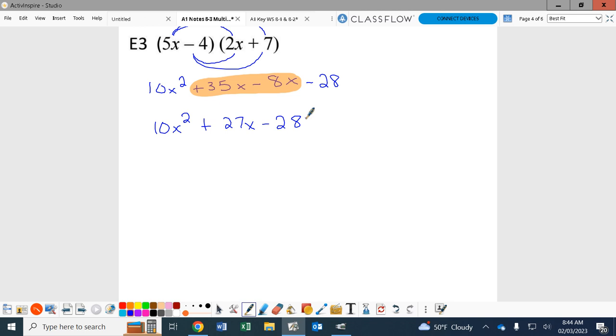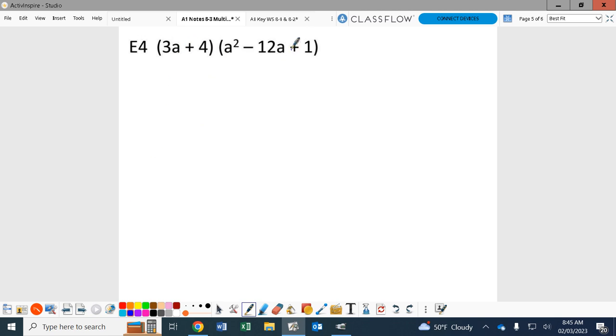Fine. Anybody have anything they're having an issue with so far? Concern about? Question about? Anything before we move on? Okay, so my next two are going to be a binomial times a trinomial, guys. Can you see the difference in the next problem and the ones that you've been doing? This time, instead of having 2 terms and 2 terms, you now have 2 terms and 3 terms.